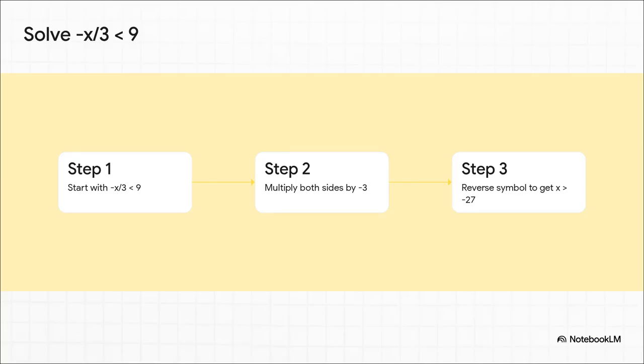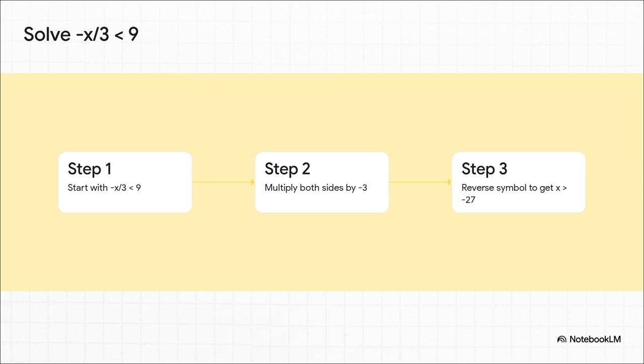All right, let's enter the mastery phase and put our rules, and especially that big twist, to the test. Let's walk through this one step by step. In step 1, we start with the inequality negative x over 3 is less than 9. Obviously, our goal is to isolate x. To do that in step 2, we need to multiply both sides by negative 3. But wait, alarm bells should be ringing right about now. We are multiplying by a negative number.